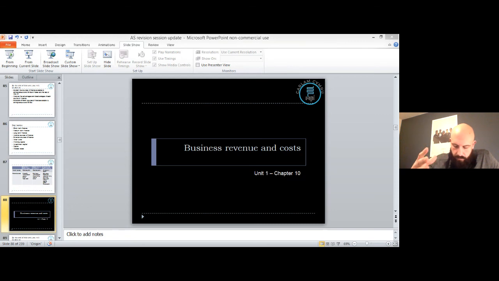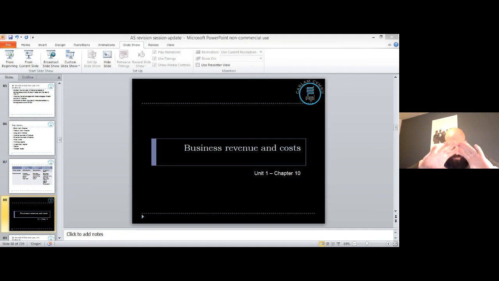Now it's relatively straightforward when you are doing it at AS level. There are two different ratios you need to look at. You're only looking at the profitability of the business. So you're looking at gross profit, which is your gross profit divided by your sales times 100, and that gives you a gross profit margin. What you want is your gross profit margin to be as high as possible, because that suggests that your business is efficient at turning its inputs into gross profit.